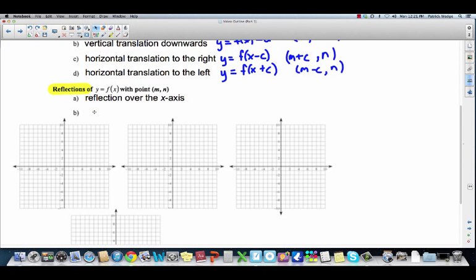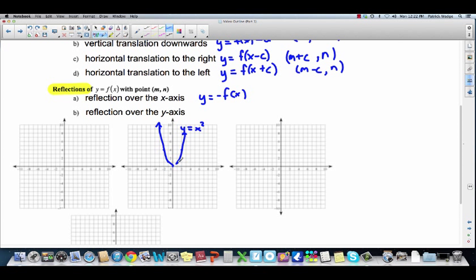You have a reflection over the x-axis, and you've got reflections over the y-axis. Now, we talked about reflections over the x-axis last year. That looked like this: y equals negative f of x. So, for example, if our mother function is y equals x squared, so 0, 0, 1, 1, 2, 4, 3, 9, and here, here, and there. Here's our mother function. That's what the mother function parabola or quadratic function looks like.